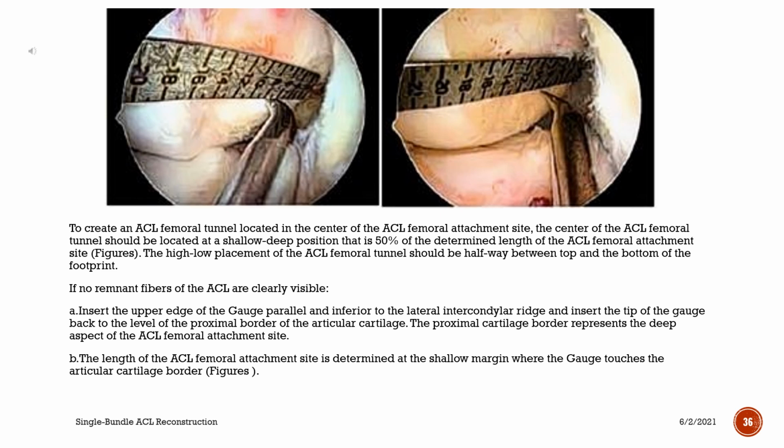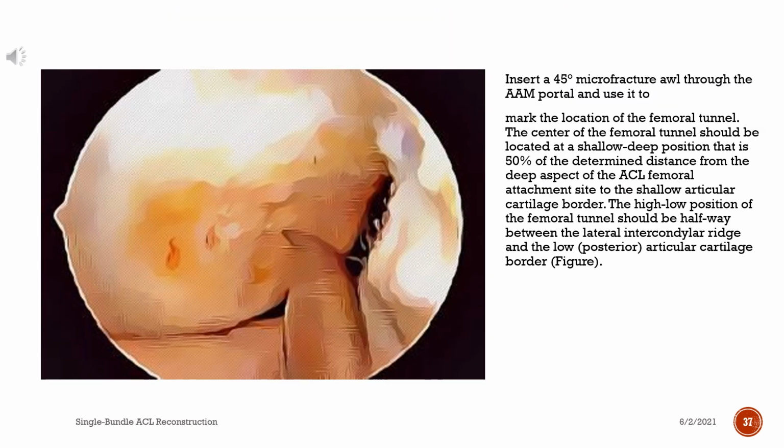If no remnant fibers of the ACL are clearly visible, insert the upper edge of the gauge parallel and inferior to the lateral intercondylar ridge and insert the tip of the gauge back to the level of the proximal border of the articular cartilage. The proximal cartilage border represents the deep aspect of the ACL femoral attachment site. The length of the ACL femoral attachment site is determined at the shallow margin where the gauge touches the articular cartilage border, figures.